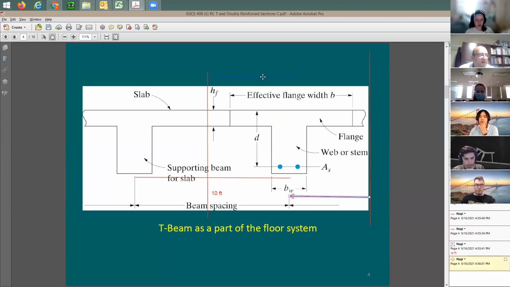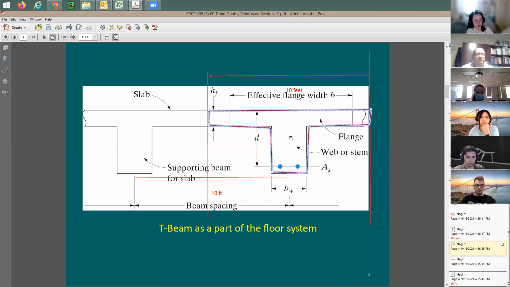So the distance from this point to this point, all the way to this point, is going to be how much? You can say it's going to be 10 feet. Means the effective flange width here is going to be 10 feet. And this is going to be your T section. If you like, I can just do it like this. Correct? You can do your T section like this. Right? So I'm going to say this is going to be our section here with the width of 10 feet.